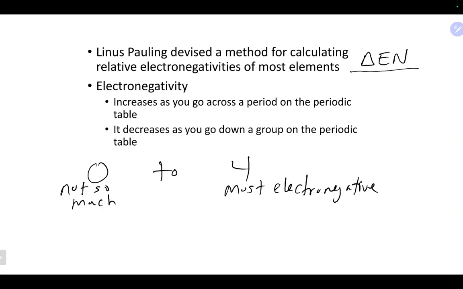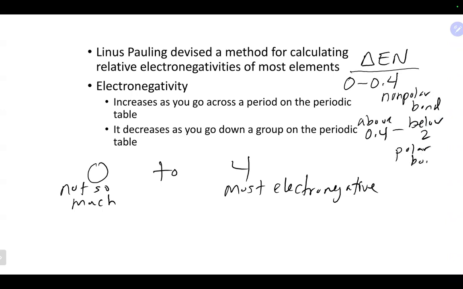If you do the subtraction and you get anywhere from 0 to 0.4 as the difference, that is considered a nonpolar bond, which is really a nonpolar covalent bond. If you do the difference and you get above 0.4, like 0.5, to below 2, that is considered a polar covalent bond. And if the difference is above 2, and it's not a perfect cutoff, by the way, it's ionic.